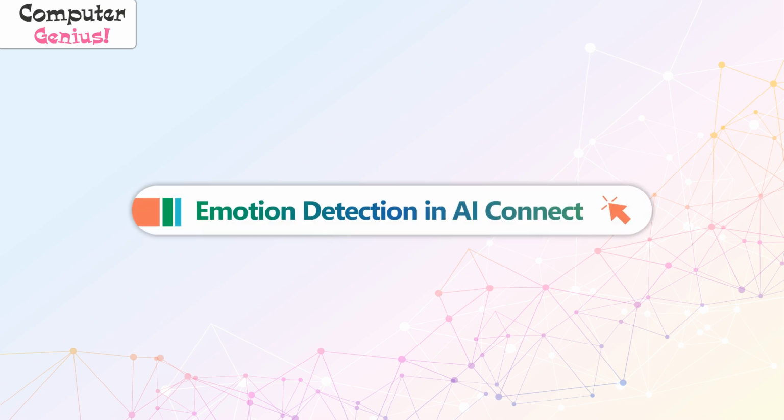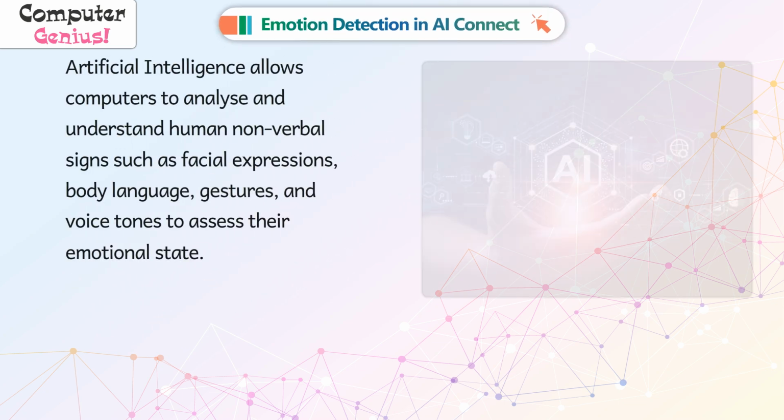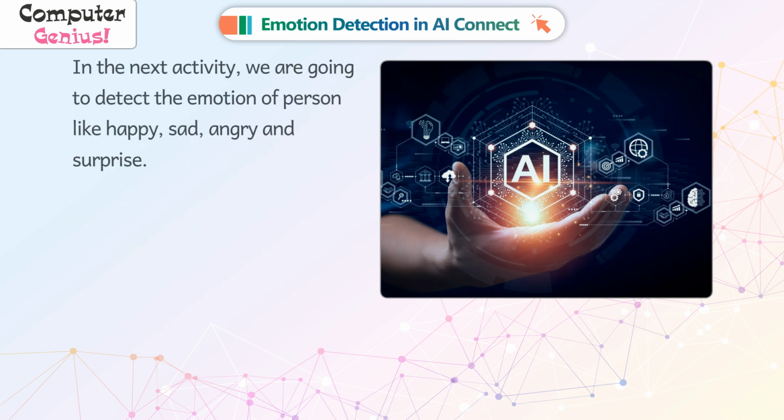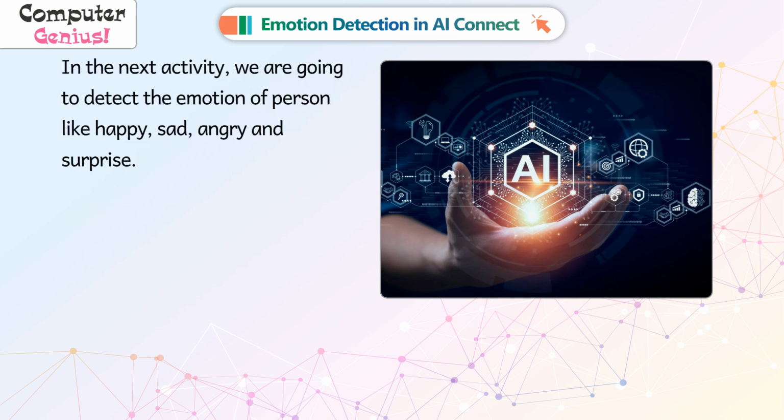Emotion detection in AI Connect. Artificial intelligence allows computers to analyze and understand human non-verbal signs such as facial expressions, body language, gestures, and voice tones to assess their emotional state. In the next activity, we are going to detect the emotion of a person like happy, sad, angry, and surprise.